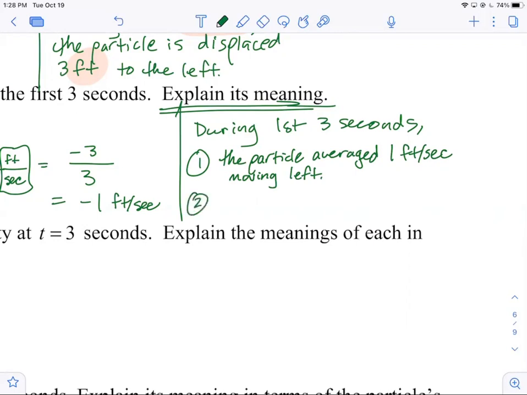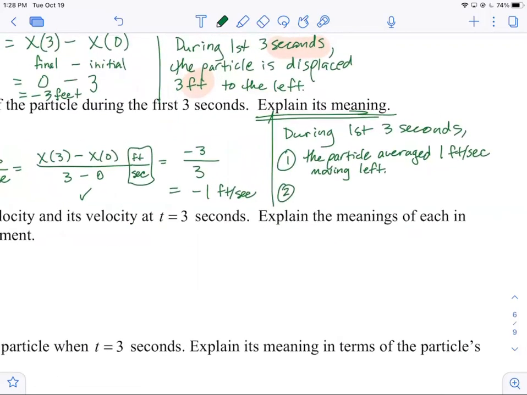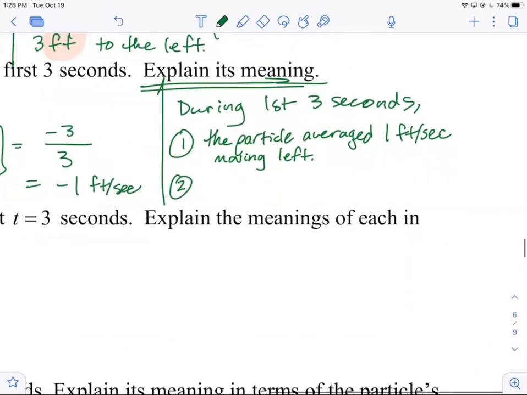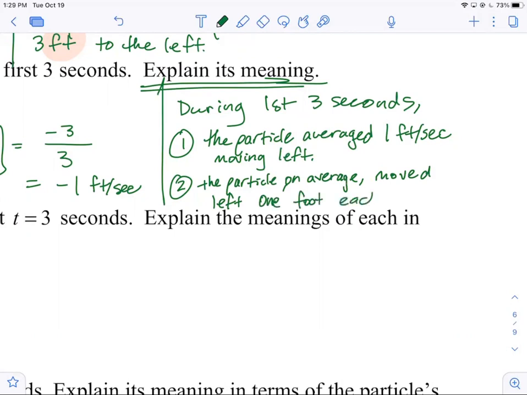But the other way to do it would be in terms of what's happening to the position. It's the rate of change of position. So then you could say during the first 3 seconds, comma, the particle, stick that on average adverbial clause in there anywhere. The particle on average moved left 1 foot each second.